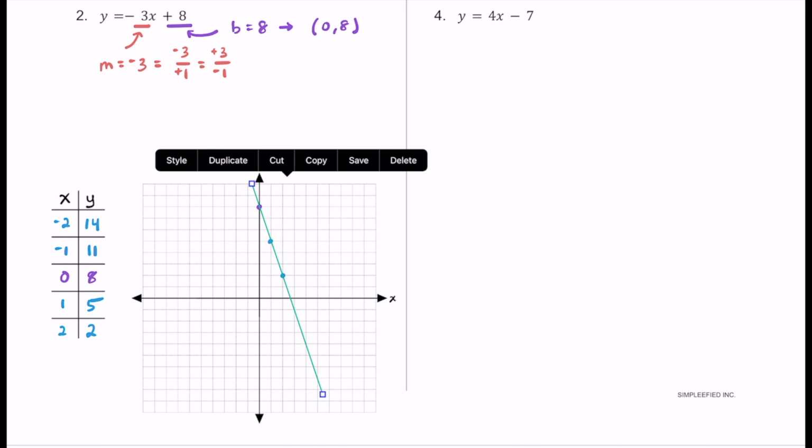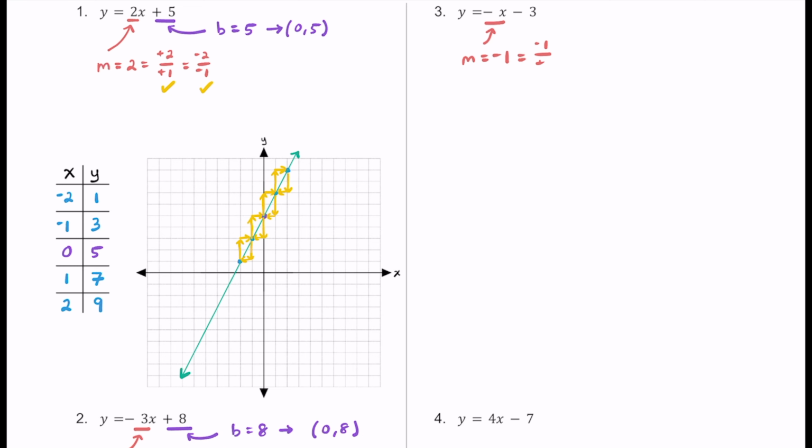For number 3, let's see, we have this y is equal to negative x minus 3. So let's be careful about knowing what's going on here. So when you see this negative x, it tells us right away that there's a -1 that's invisible there. So m is equal to -1. And so you can either think about this as -1 over +1, or you can think about this as +1 over -1. So remember, whenever the slope is negative, or you have a coefficient for x that's negative, either the rise or the run, either one of those has to be negative and the other one has to be positive.